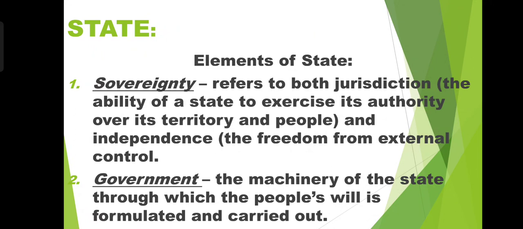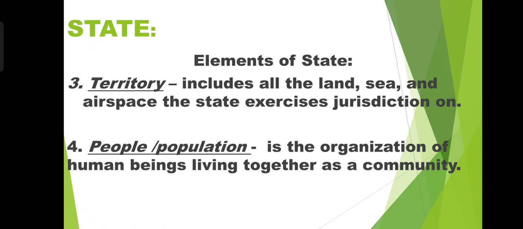The state has four elements. We have the sovereignty, government, territory, and people. Sovereignty refers to both jurisdiction, the ability of a state to exercise its authority over its territory and people, and independence, the freedom from external control. Government is considered as the machinery of the state through which the people's will is formulated and carried out. The territory includes all the land, the sea, and the airspace the state exercises jurisdiction on. And the people or population is the organization of human beings living together as a community.